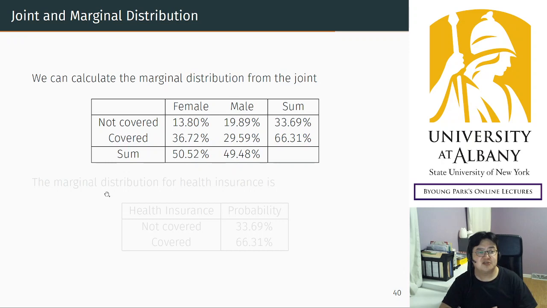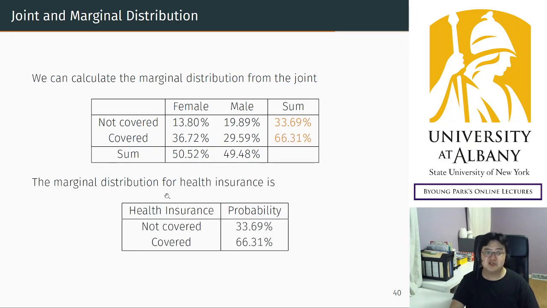And then what's interesting, we are going to study the relationship between the joint distribution and the marginal distribution. First, calculating the marginal distributions from the joint distribution is straightforward. So for example, you have this 2 by 2 probability distribution. If you are interested only in the health insurance variable, you can simply sum through a row, sum by row. Then the first row has 33% and the second row has 66%, which makes the marginal distribution for health insurance.